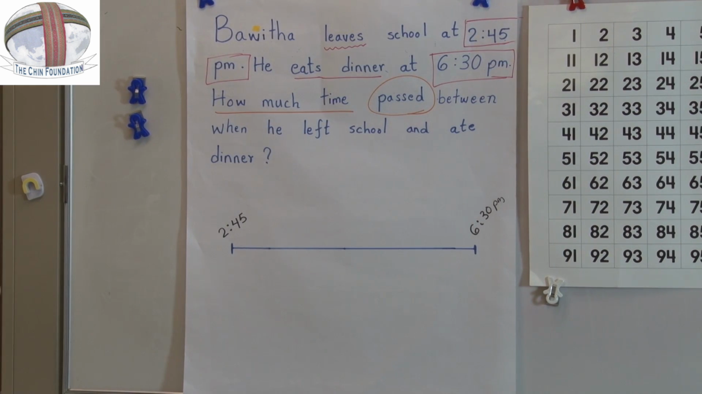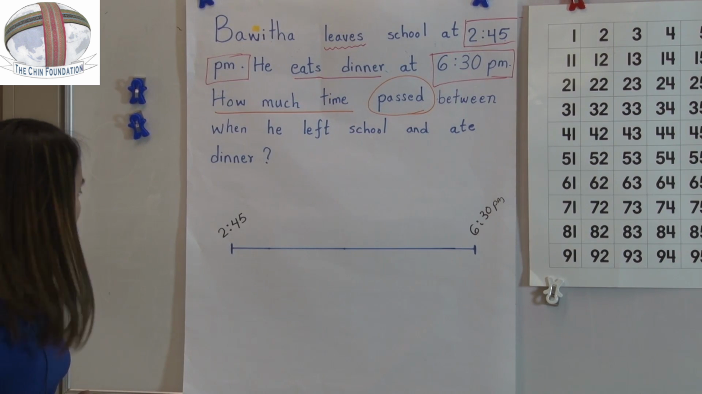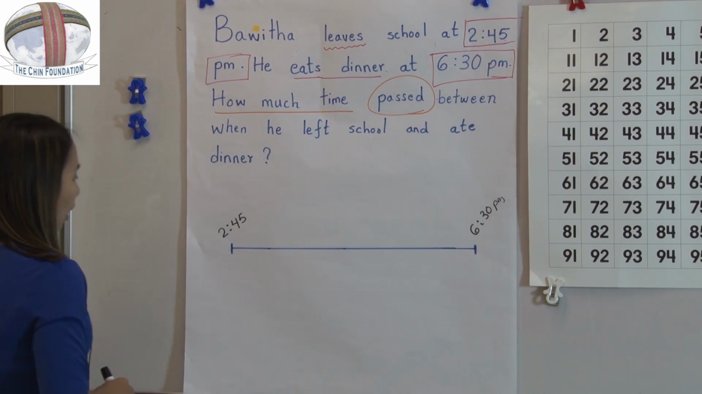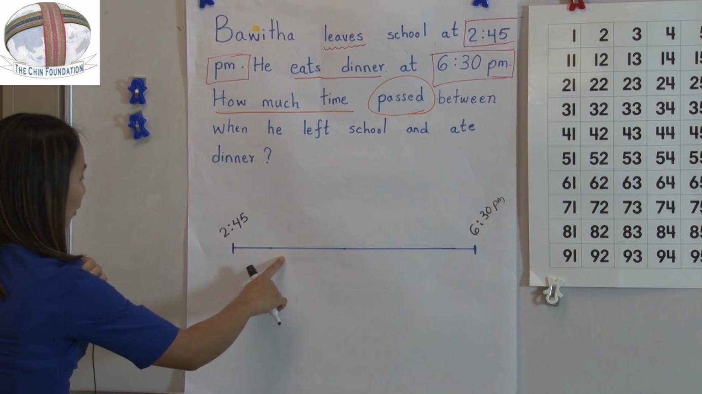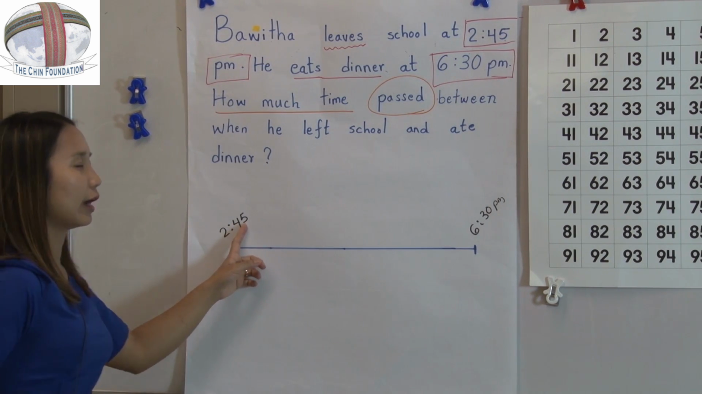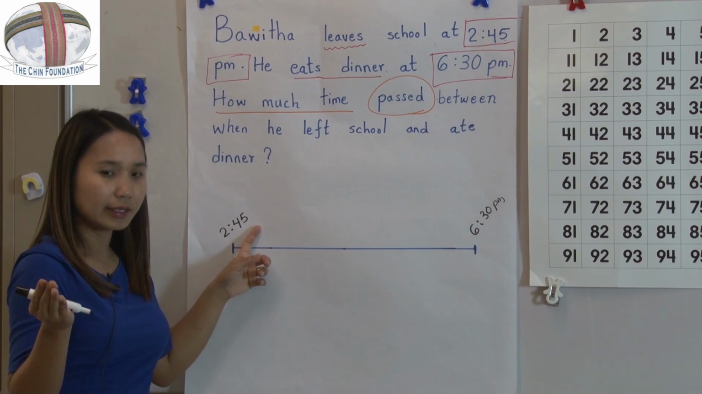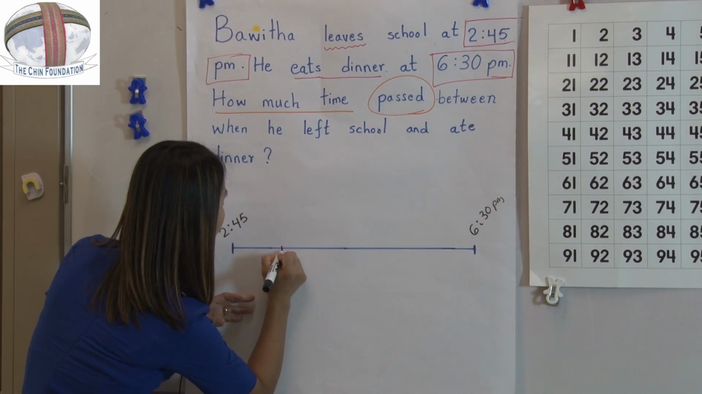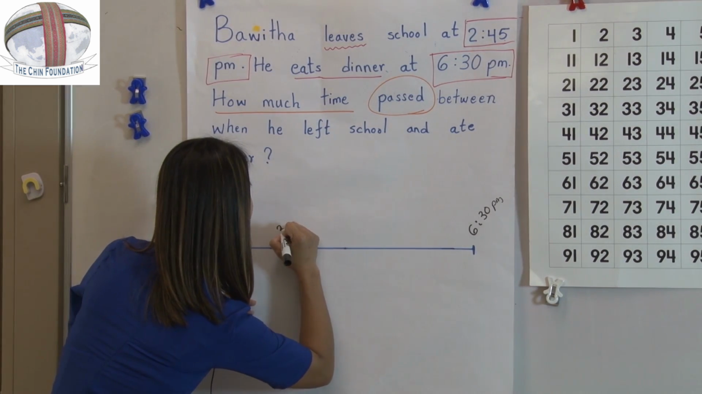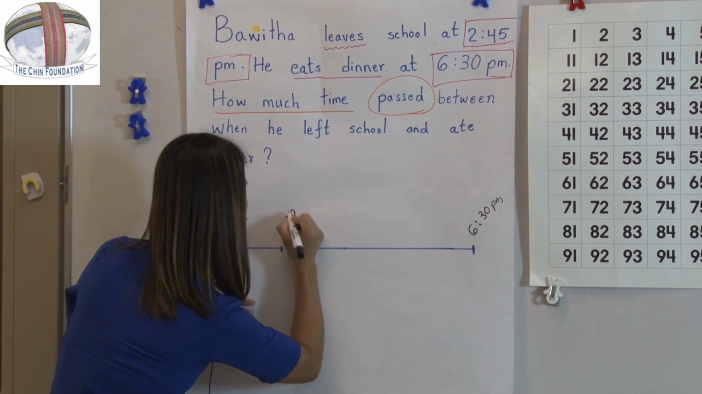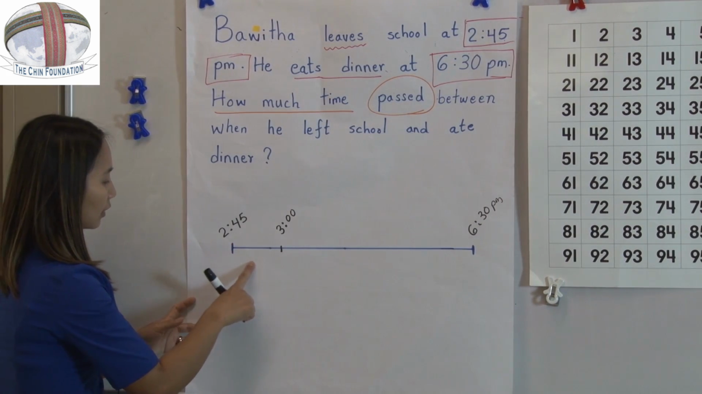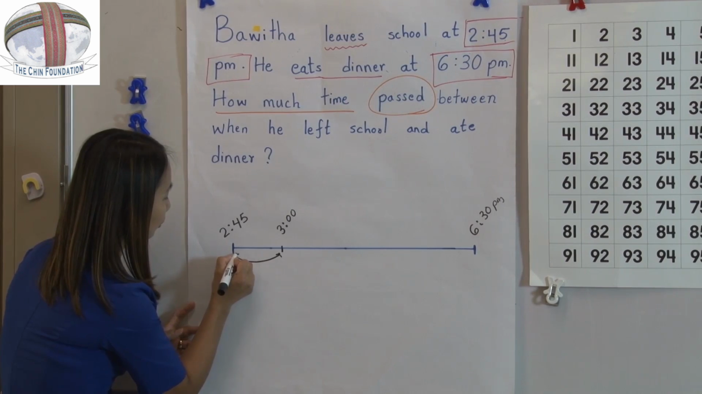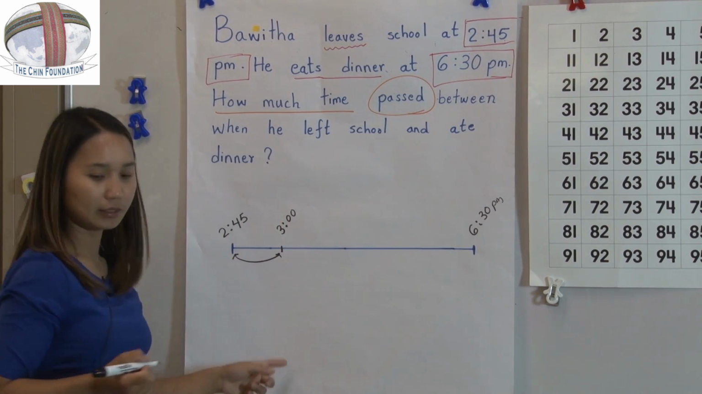So to figure this out, I have to round up to the closest hour. So 2:45, the closest hour is 3 o'clock. So I will make my 3 o'clock right here. This is 3 o'clock. Okay? So I need to figure out how long it takes, 2:45 to 3 o'clock.